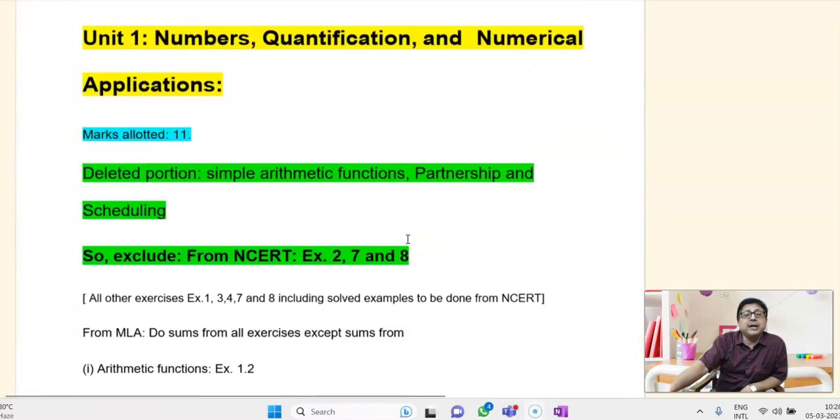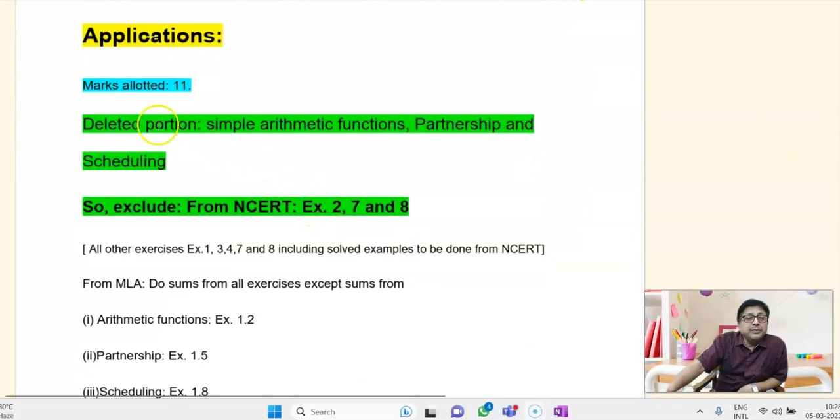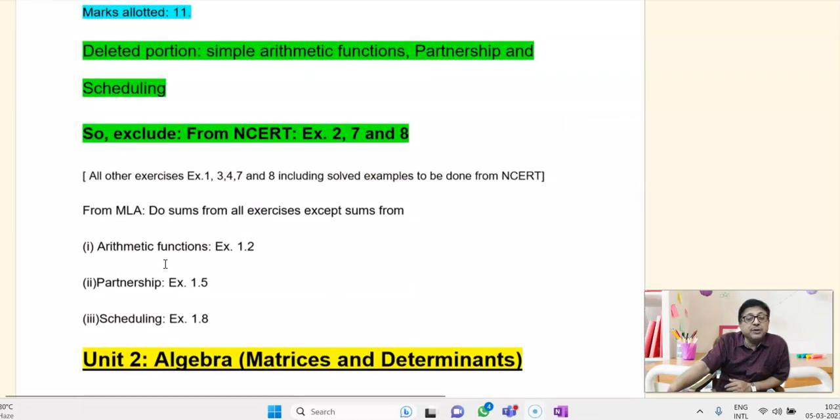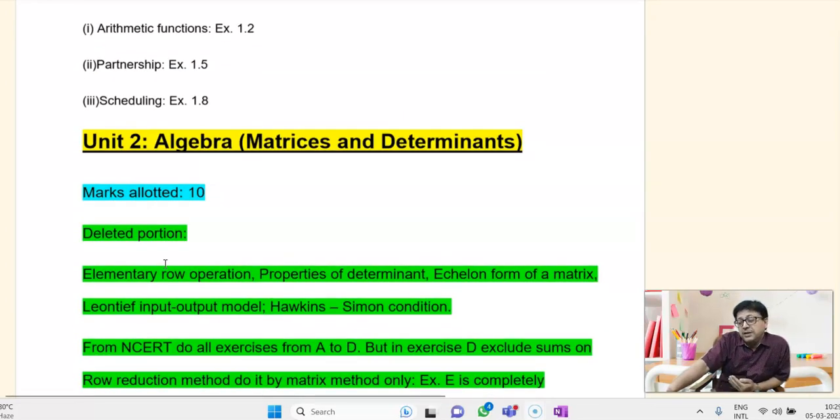Then the next portion. Another thing I forgot to tell you: the marks allotted for unit 1, numbers, quantification, numerical application, is 11. It's a very easy topic. Even those who have not started properly yet must practice this one. I mean, 11 marks without calculus in the beginning of the coursework you are getting. So you must practice each and every topic I told you from here, and exclude the topics which are not in your syllabus. Matrix and determinant is also a very easy, non-calculus topic, everyone can do it.